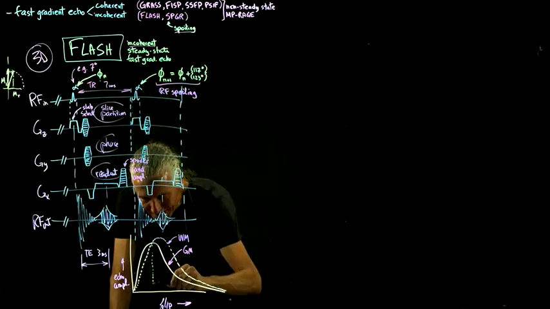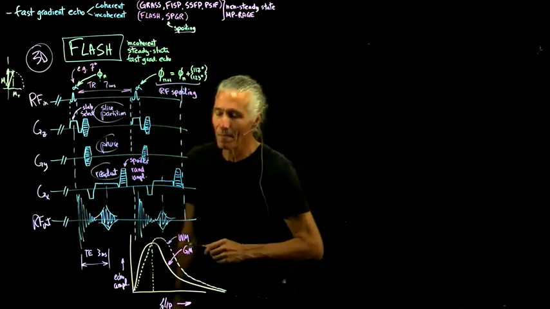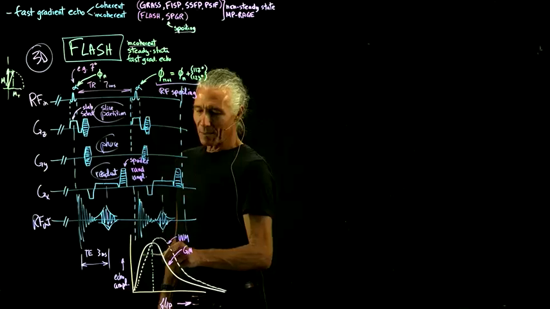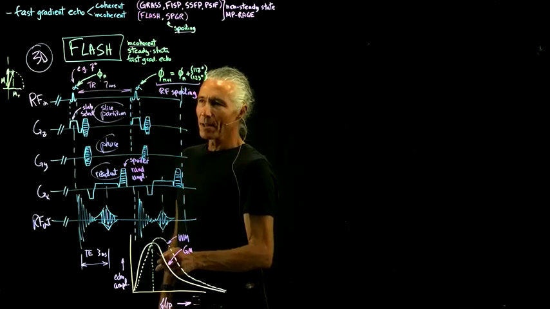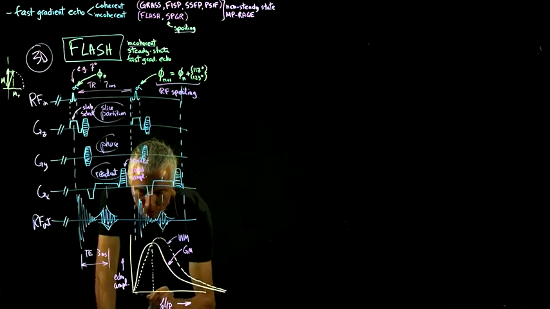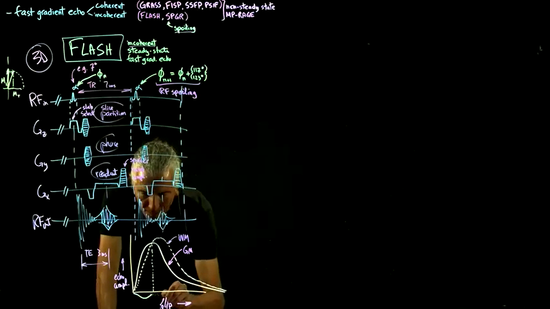Well, then you would get zero contrast between the gray and the white matter. And what if you picked something over here, less than where they cross? You'd end up with the white matter being darker than the gray matter. So you'd end up with a negative number there. But then there'd be a maximum in the contrast.